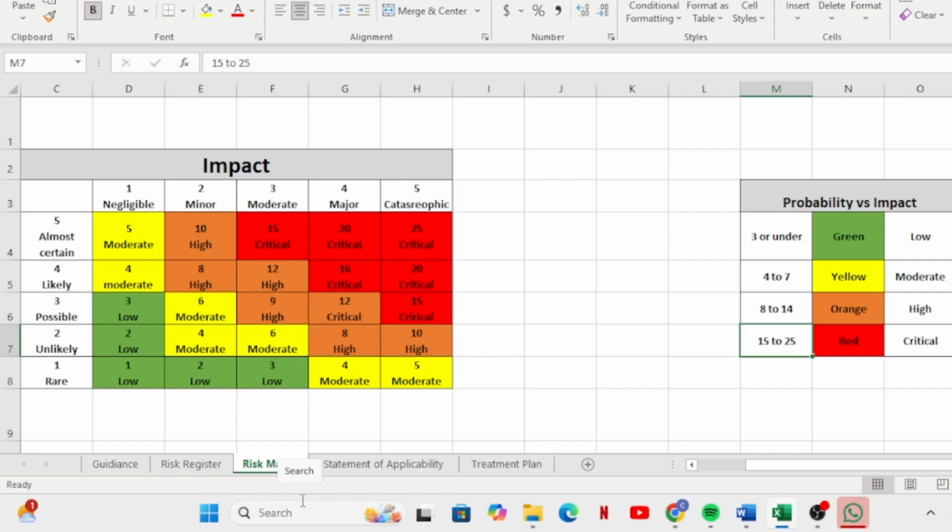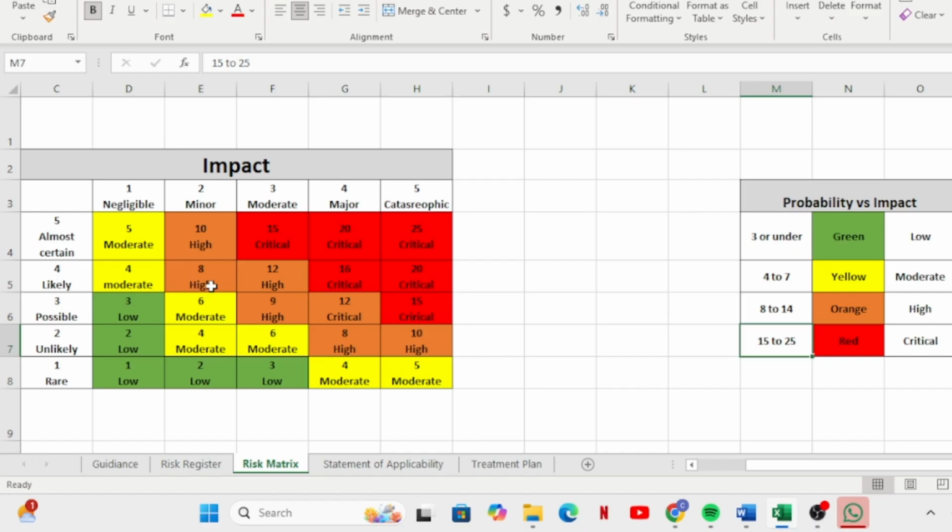Possible is 3. Then 3 times 1 negligible is 3, which is low. 3 times 2 minor is 6, which becomes moderate. Because we say anything from 1 to 3 is low, everything from 4 to 7 is moderate, anything from 8 to 14 is high, and anything from 15 to 25 is very critical.